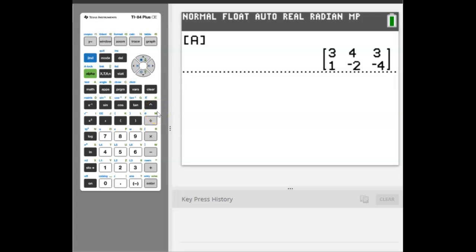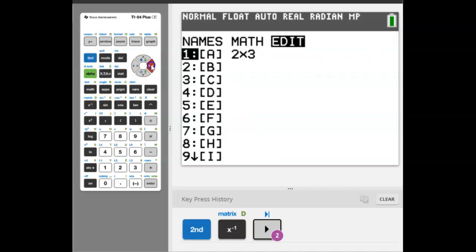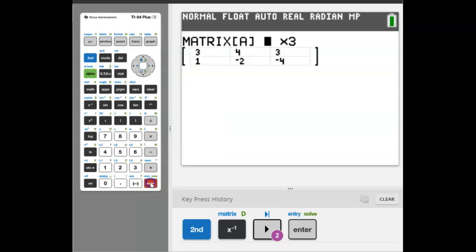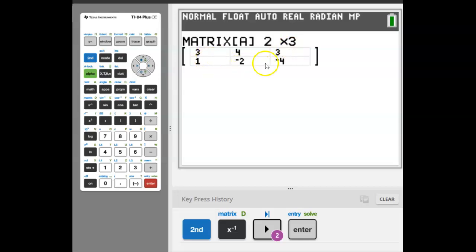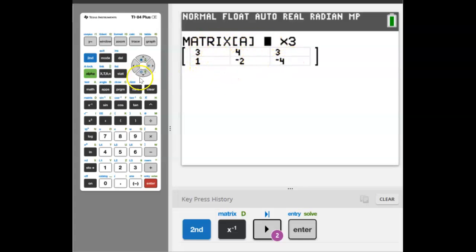Okay, so I'm going to teach you how to do your row operations with your graphing calculator so that you can solve this system. I've entered matrix A into the edit button for your matrix functions. So I went over to edit and entered matrix A here. This is the system we're solving: 3x plus 4y equals 3 and x minus 2y equals negative 4.